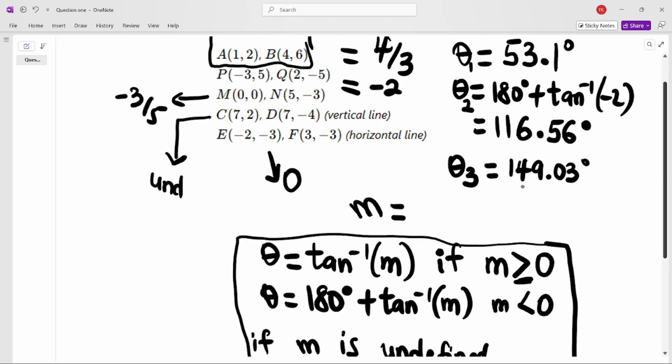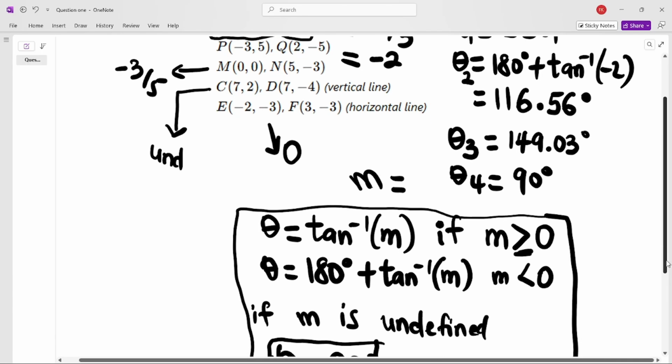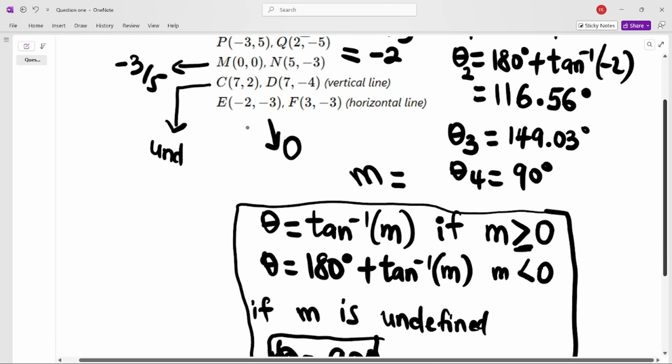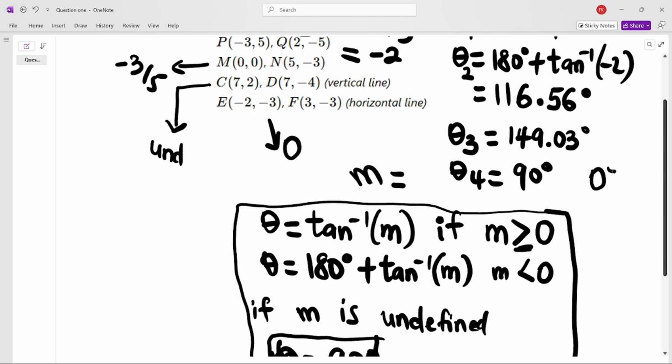Then for Kennedy, undefined. Noble, what's the answer? So it's 90 degrees. Great. It's fixed. Thank you. No thinking about it. You don't even need a calculator. And the last one, tan 0 is what? We're using the first formula. Tan 0 is equal to 0. Tan inverse 0 is equal to 0. Okay, so it's 0 degrees.